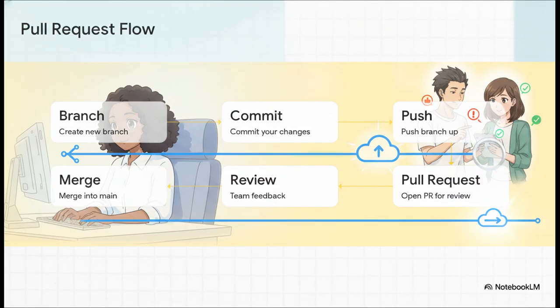The workflow looks like this. You create your branch, commit your changes locally, and then push that branch up to GitHub. Then you open a pull request. This alerts your team that your code is ready for review. They'll look it over, leave comments, and once it's approved, the code is officially merged. It acts as an absolutely crucial quality control checkpoint.